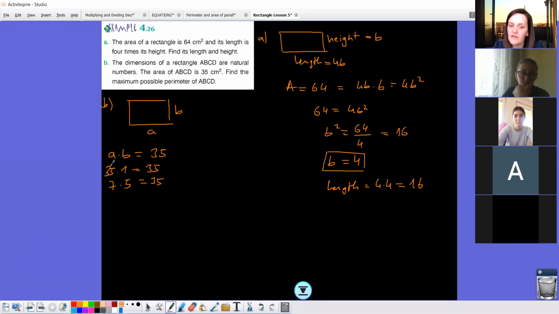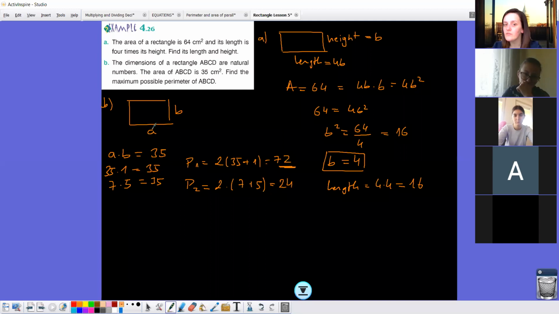So let's see, if A is 35 and B is 1, what will be the perimeter? 2 times 35 plus 2 times 1, 70 plus 2, 72. What about here? 2 times 7, 14, 14 plus 10, 24. So the possible maximum perimeter will be 72. So it is 35 and 1.